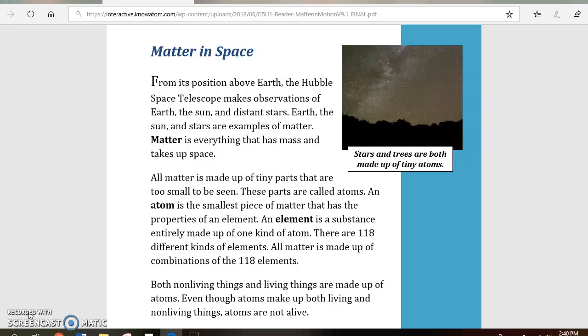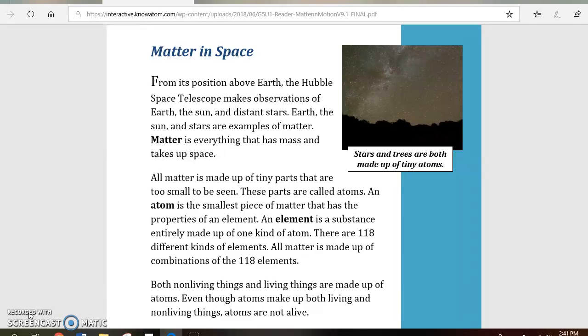Matter is everything that has mass and takes up space. All matter is made up of tiny parts that are too small to be seen. These parts are called atoms. An atom is the smallest piece of matter that has the properties of an element. An element is a substance entirely made up of one kind of atom. There are 118 different kinds of elements. All matter is made up of combinations of the 118 elements.